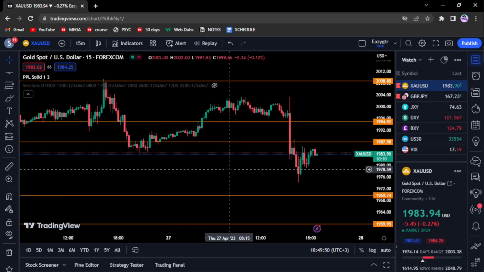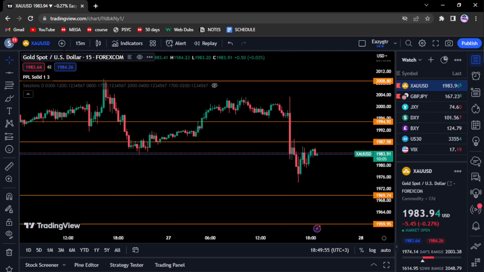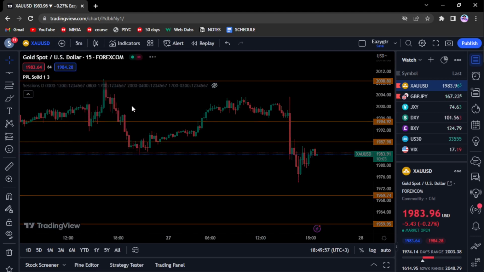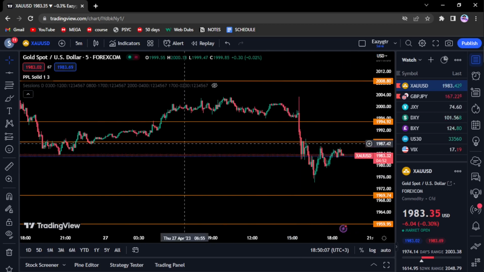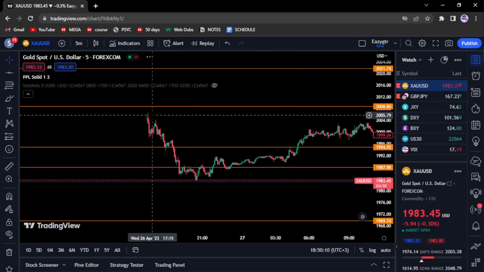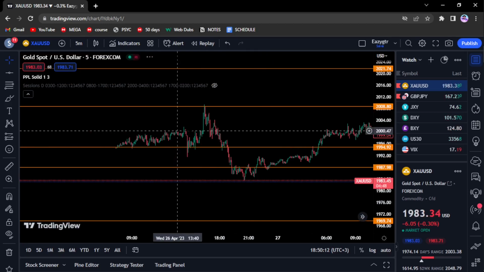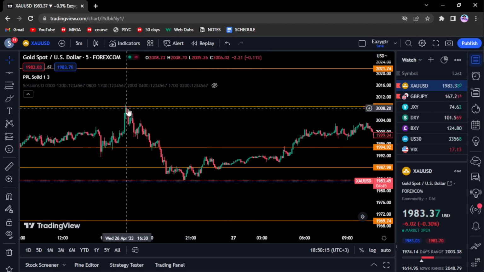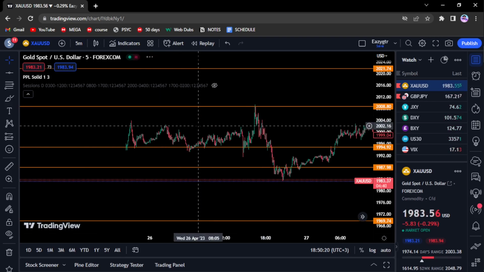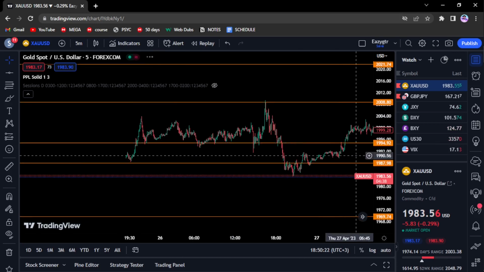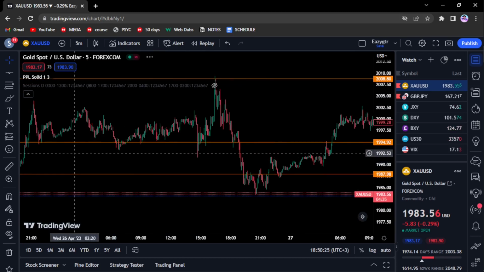I don't want to go over each and every key level and make this video extremely long. Let us drop to the 5-minute. So you can watch the reactions of price to these areas. Look at this, taps, bounce. Why? This is because these are important price sensitivity areas.